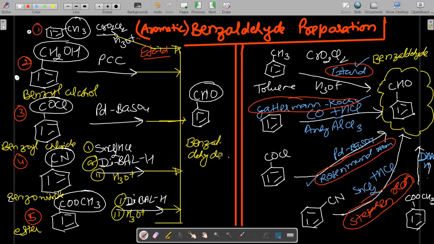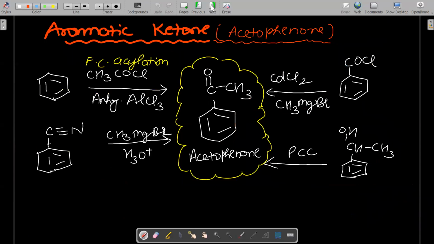One more is the Gattermann-Koch reaction. Separately we have written again, toluene to benzaldehyde, and the Gattermann-Koch reaction from benzene to benzaldehyde. So benzene is also directly converted to benzaldehyde by the Gattermann-Koch reaction. These reactions we have just discussed, right? So you revise them, and definitely you will get the benefit of all these reactions. These are the reactions which you have to always revise.